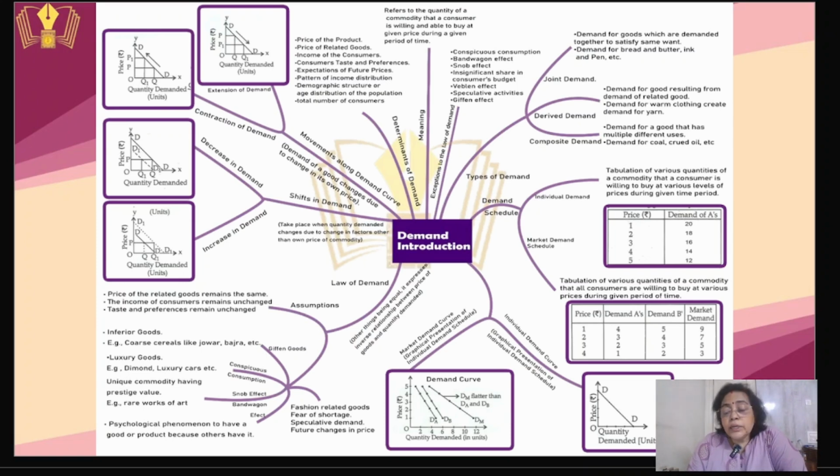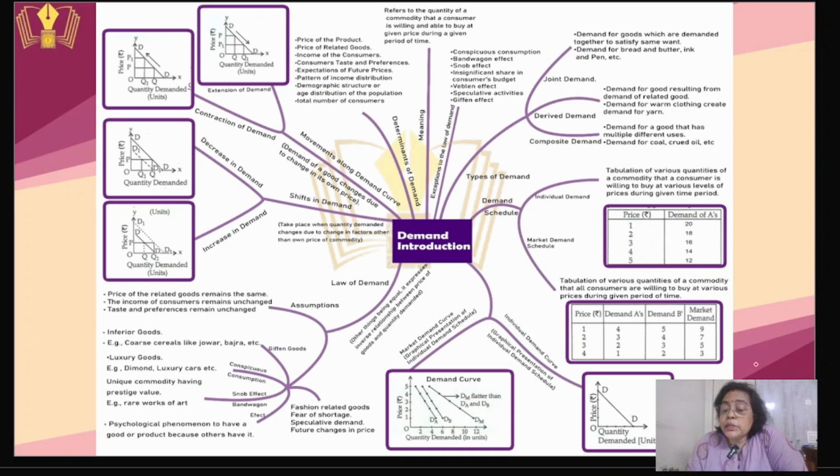Now how do we get the market demand? If we add demand by A and B, suppose 4 plus 5 is 9, that is the market demand at price 1. Then at price 2, market demand is how much? 3 plus 4 is 7. Then at price 3, market demand is how much? 2 plus 3 is 5. And at price 4, market demand is 1 plus 2 is 3. Here also you see price is increasing 1, 2, 3, 4, and market demand is decreasing 9, 7, 5, 3.